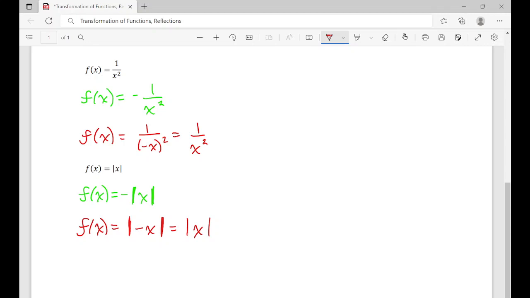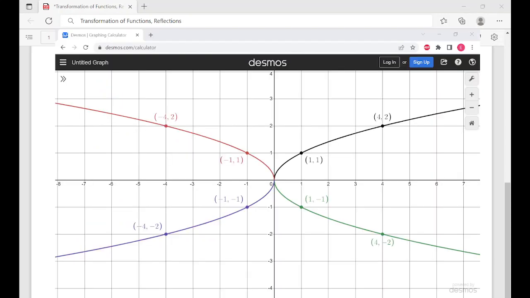Now, what does it look like as a graph? Well, a lot of these came out to be the same, so we're going to do one that actually has a lot of difference, and that is the square root function. So when we look at this in black, that is the regular square root function. Again, all starting at 0, going through 1, 1, and 4, 2.